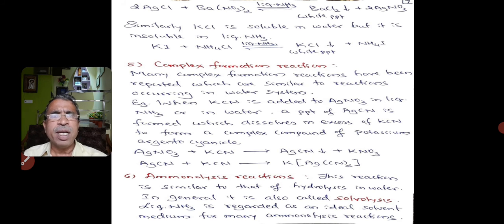So silver nitrate, when it is treated with potassium cyanide in liquid ammonia, gives silver cyanide as a precipitate and potassium nitrate. This silver cyanide further reacts with potassium cyanide to form the potassium argentocyanide. The IUPAC nomenclature of this is potassium dicyanoargentate(I).